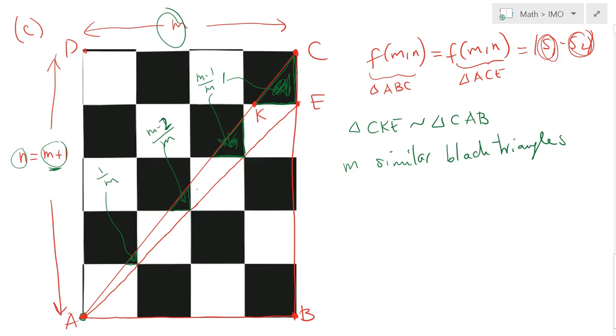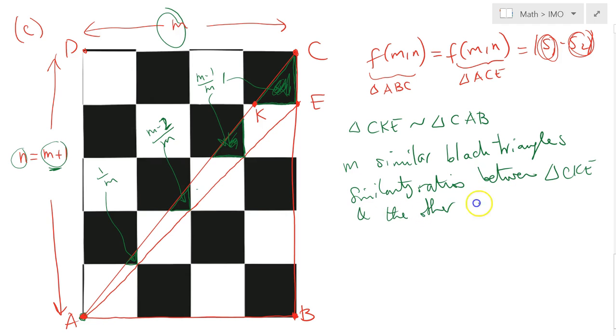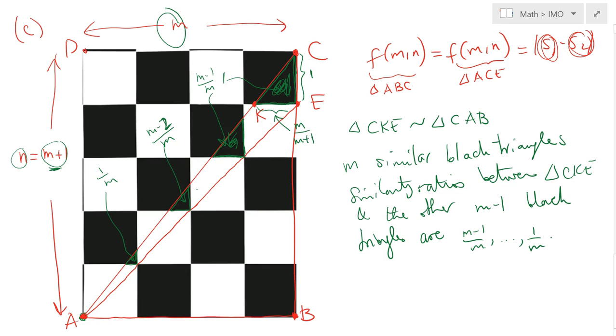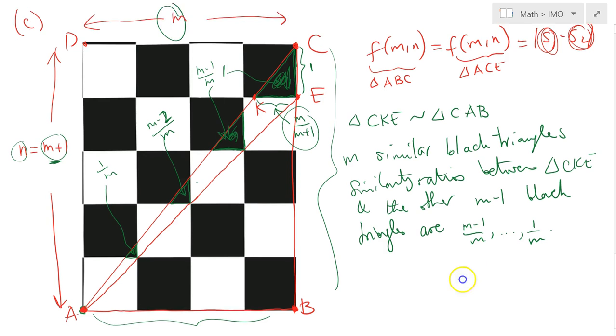So therefore the similarity ratios between triangle CKE and the other m minus 1 black triangles are (m minus 1) over m up to 1 over m. Before I finish, let's calculate the lengths of these legs. This one is obviously 1, and this one, if you calculate it carefully, would be m over (m plus 1), because of the dimensions. That makes sense, because this one is m plus 1, this one is m, so that gives you the dimensions of this one, obviously. So now we are ready.